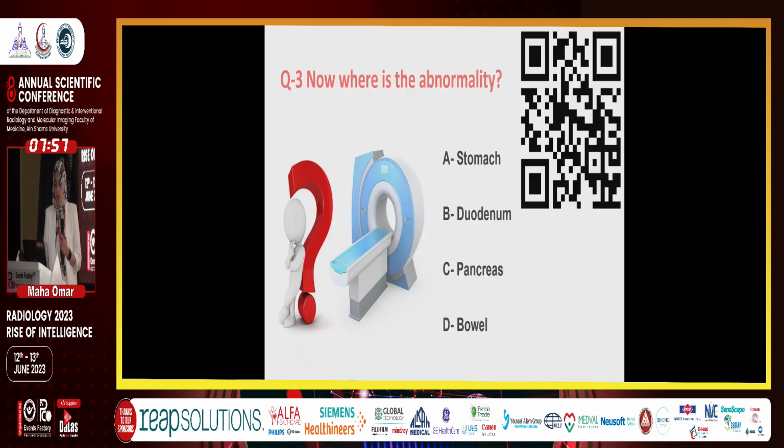Okay. So now, after the MRI study, where is the abnormality? Is it the same choices? We have A, stomach, B, duodenum, C, pancreas, or D, the bowel. You have 10 seconds.